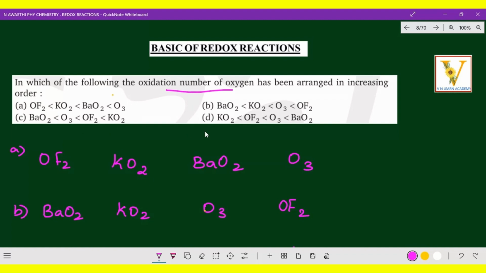Just the same thing I brought. Only, I did not mention increasing or decreasing, because we have to identify the oxidation number. Then finally we can conclude. Okay, now here: OF2, KO2, BaO2 and O3, ozone.